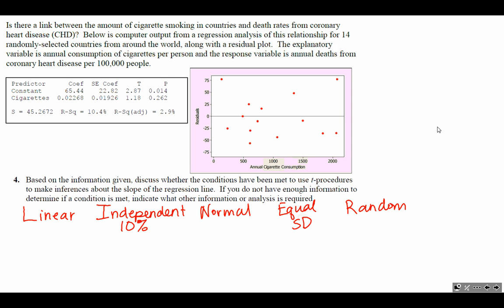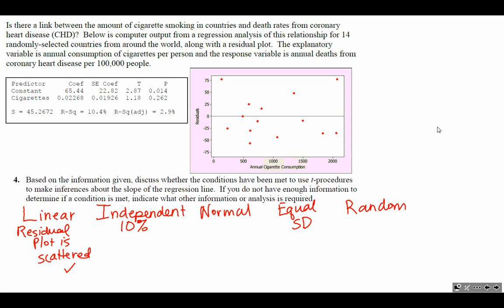Okay, so does it look linear? I would say yes. Why would I say yes? Because the residual plot is scattered. There's not a true shape to it, a true curve or anything like that. So based on the residual plot, we could say the residual plot is scattered. So we say check.